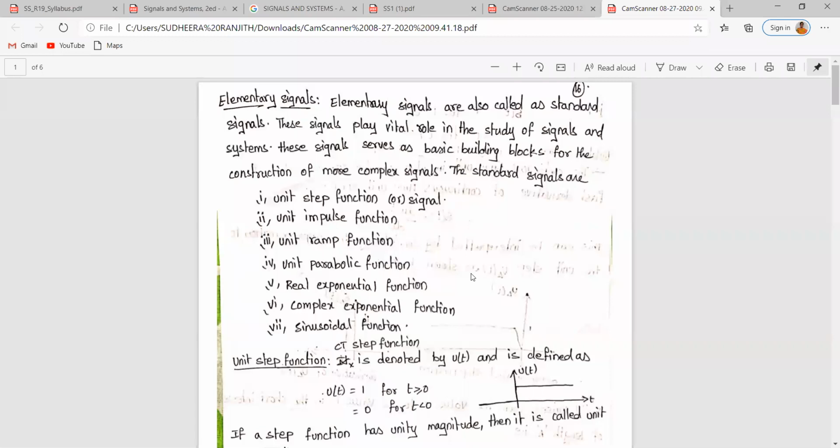So far we have learned what a signal is. And we need to know what the elementary signals are. Like in mathematics, without knowing numbers we cannot perform addition, subtraction, multiplication, similarly in signals also, without knowing elementary signals we can't perform any operations on signals.